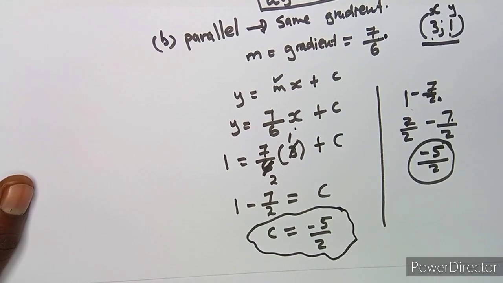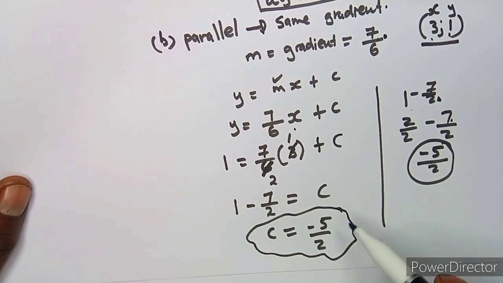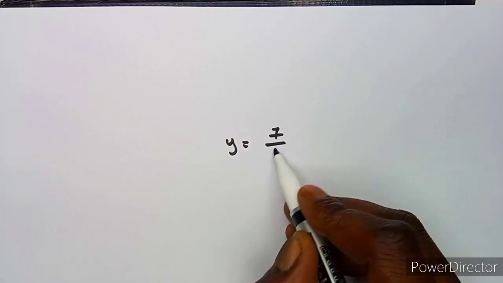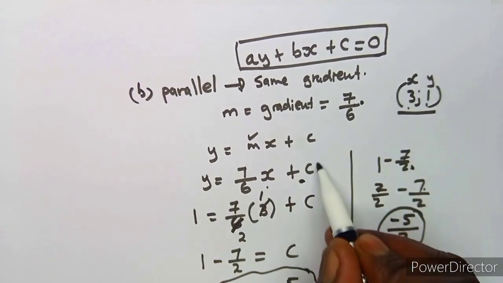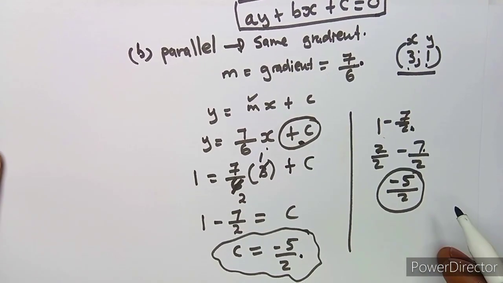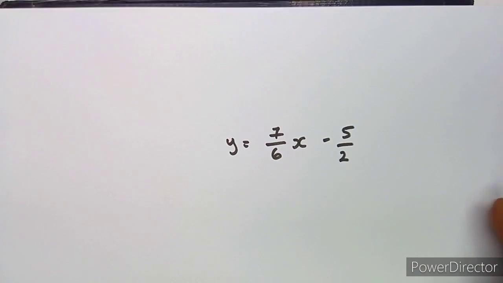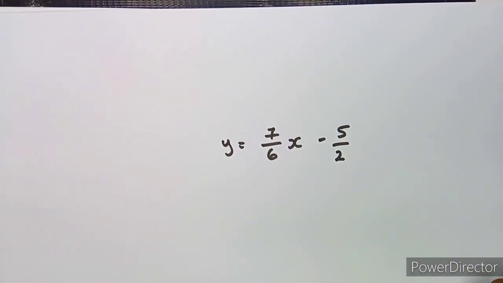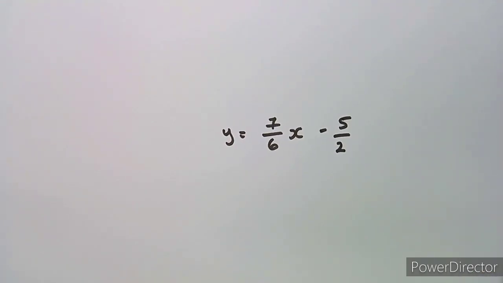So this is our C, which is our y-intercept. So you can substitute this C into here in place of C. Y is equal to 7 over 6x, okay? In place of C, we substitute the value of C, which is minus 5 over 2. This is what we were used to, guys, if we check all those equations that I was bringing before. This is how our answer was supposed to look.